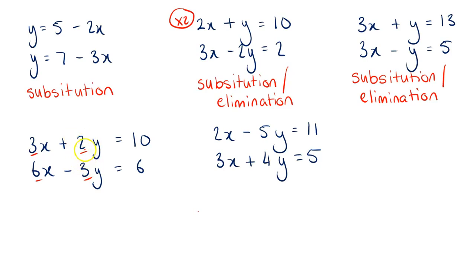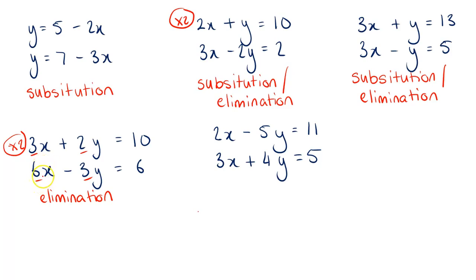Now, in this case, the elimination is not too hard because I'm noticing that if I take this first equation here and multiply everything by 2, then this first term will become 6x. Then I'll be able to go ahead and do a subtraction to eliminate.